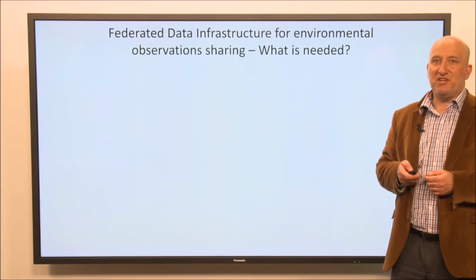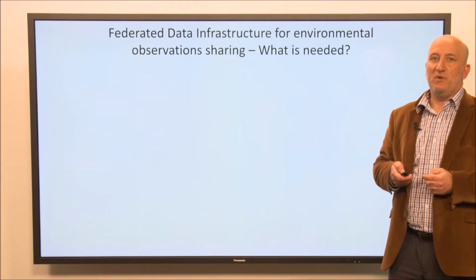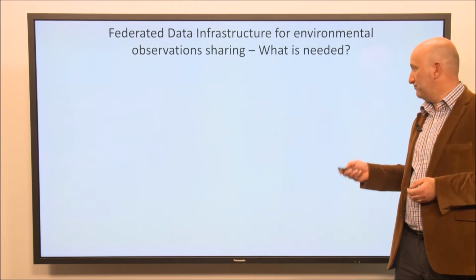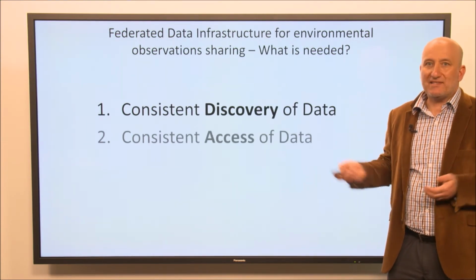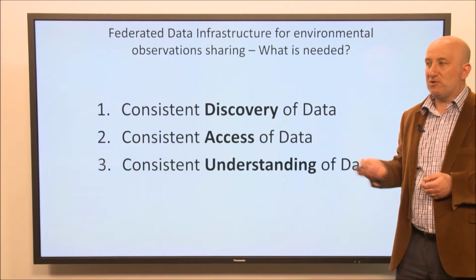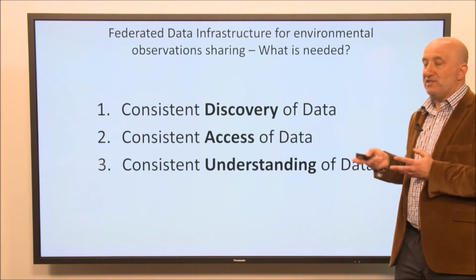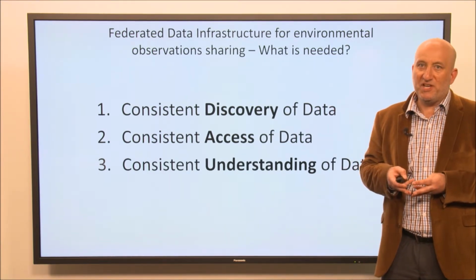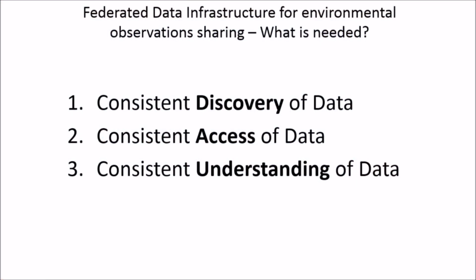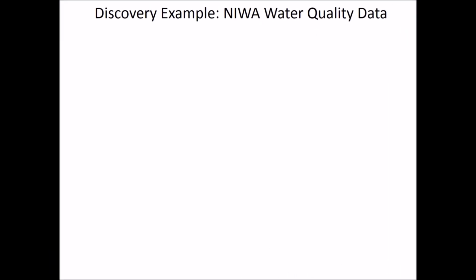So when sharing environmental observation, we're talking about three essential steps. We need to be able to find the data. We need to be able to access the data. And thirdly, we need to be able to understand the data. And all of this needs to be supported by consistent communication protocols. And when I say consistent communication protocols, I'm talking about standard ways to ask questions, to query the data, and to get the results. So let's explore in a bit more detail what we need to enable sharing of environmental observation on those three steps: discovery, access, and understanding.